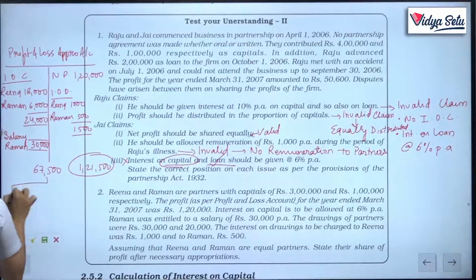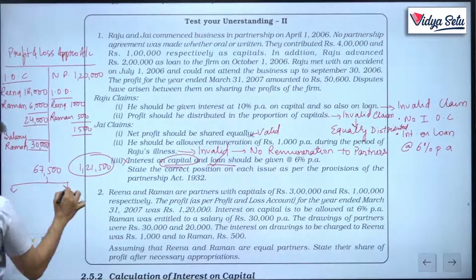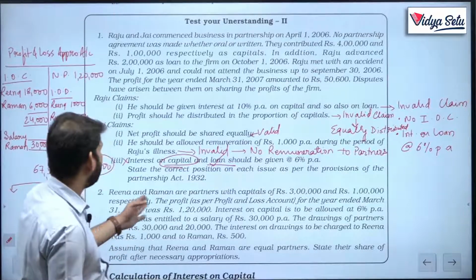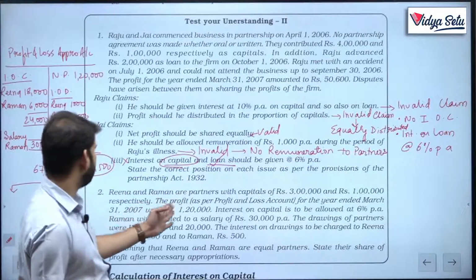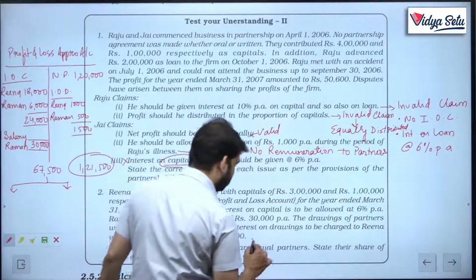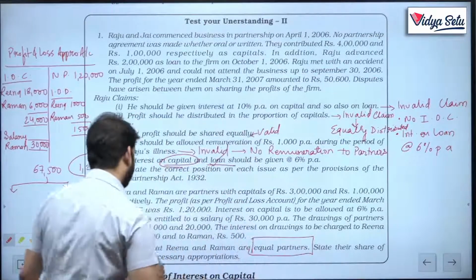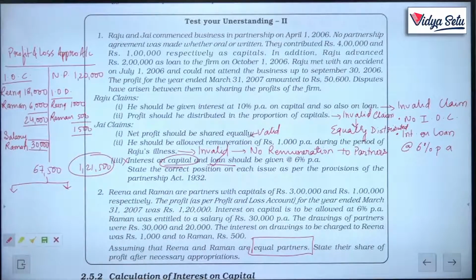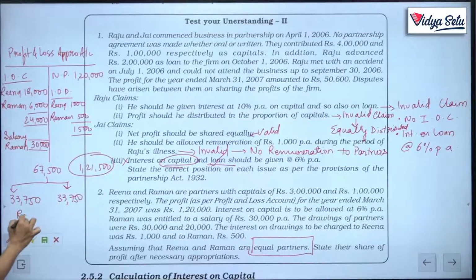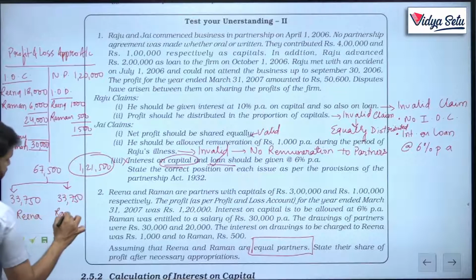And this 67,500 will be divided equally. Why? Because it is mentioned that they are equal partners. So, if they are equal partners, 67,500 divided by 2 will come to 33,750. This for Reena and this for Raman.